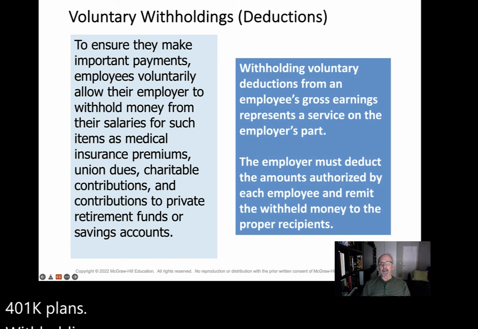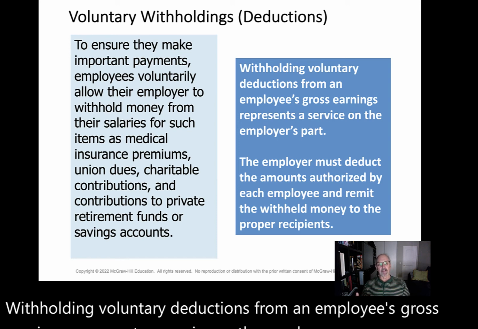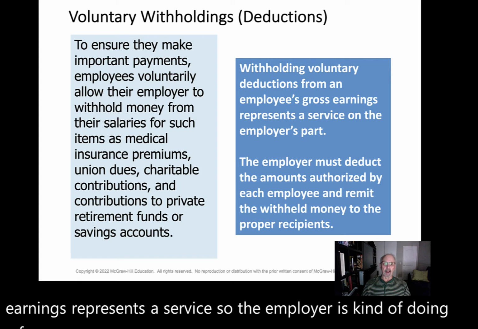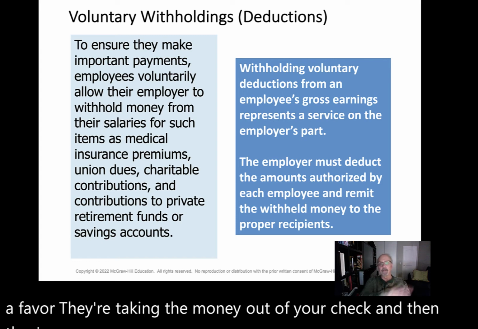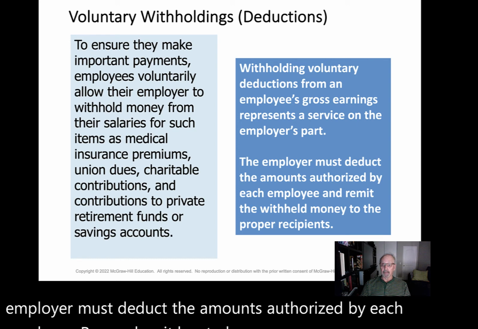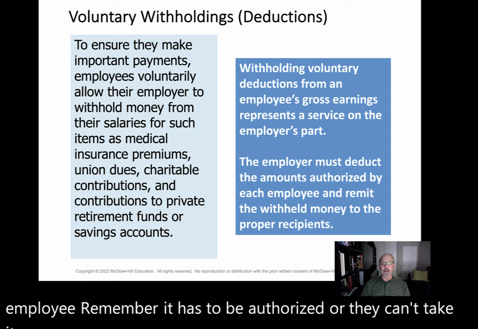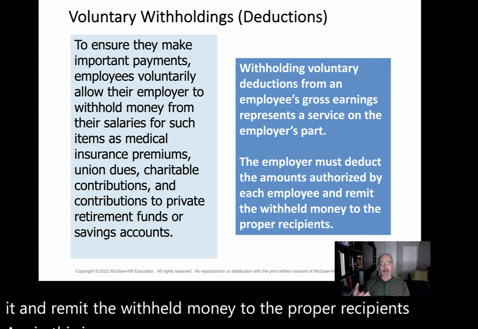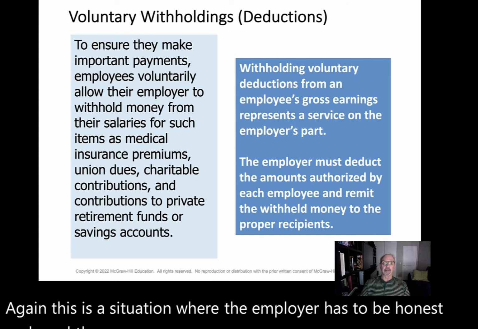Withholding voluntary deductions from an employee's gross earnings represents a service. So the employer is kind of doing you a favor. They're taking the money out of your check and then they're dispersing it to whoever's supposed to get it. The employer must deduct the amounts authorized by each employee. Remember, it has to be authorized or they can't take it. And remit the withheld money to the proper recipients. Again, this is a situation where the employer has to be honest and send the money out, not using it for their own benefit.